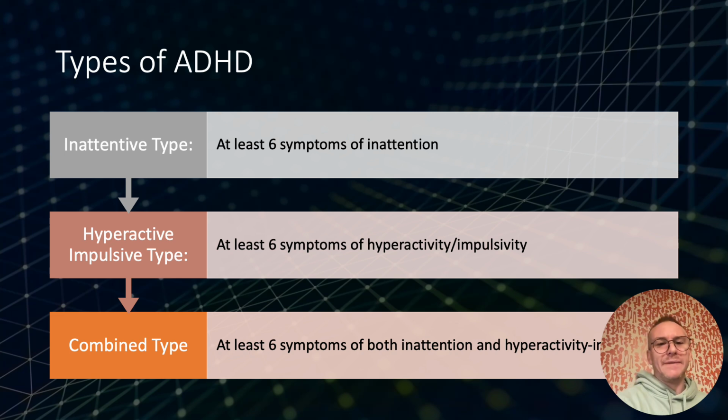And there's 3 types of ADHD that we should at least be aware of. Inattentive type, and this is where the clinical staff would identify at least 6 symptoms of inattention. Hyperactive impulsive type, where you have at least 6 symptoms of hyperactivity or impulsivity. And combined, which essentially is both of those. And again, you'd be looking for at least 6 symptoms or indicators of those.